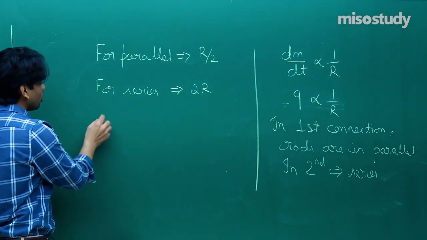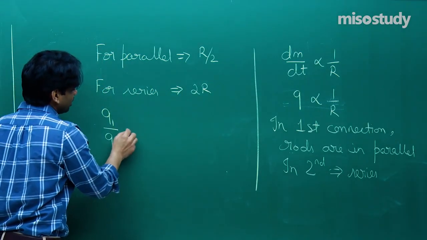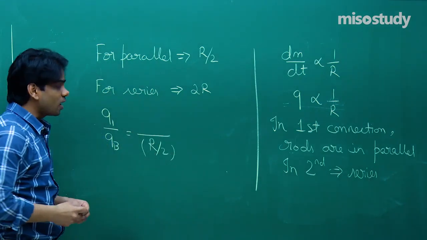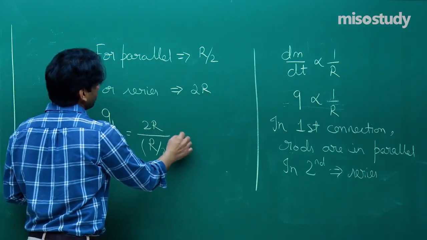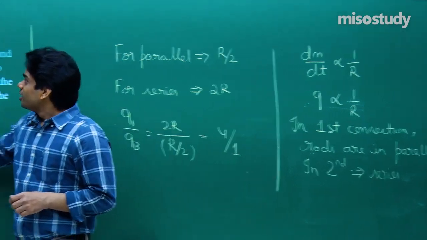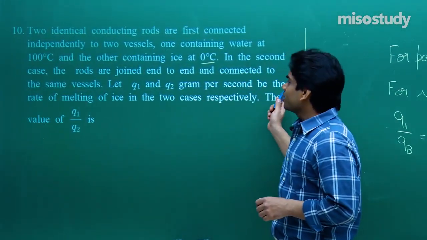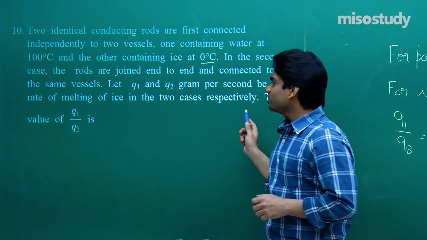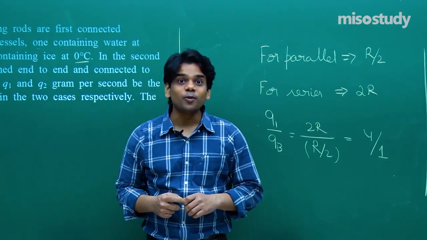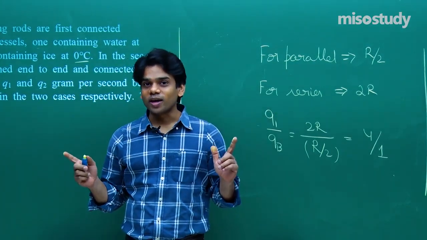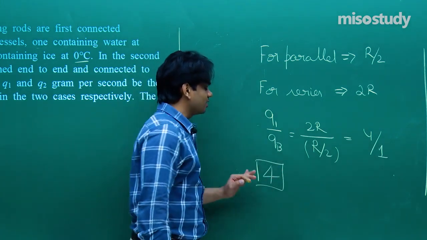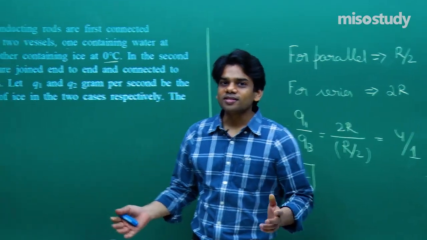So finally, Q1 by Q2 for parallel has R by 2 in the denominator because it's inversely proportional to R, and for series you mention 2R, so you get 4 by 1. The required value of Q1 by Q2 comes out to 4 by 1, and it's an integer type question. In the case of a ratio like 4 to 1, you need to bubble the integer carrying the digit 4. So we have got the result for this question also.